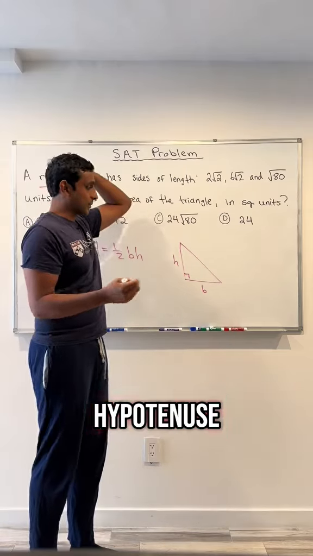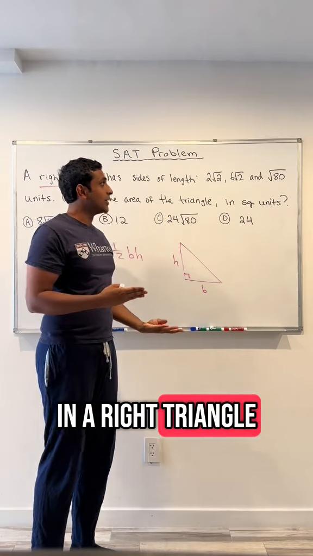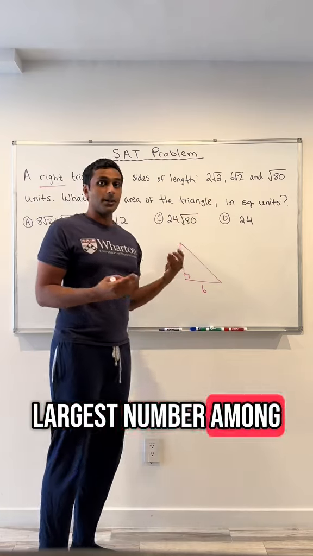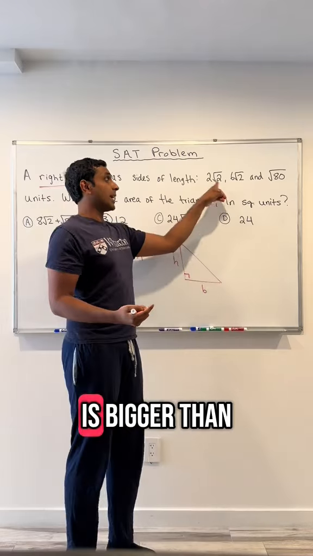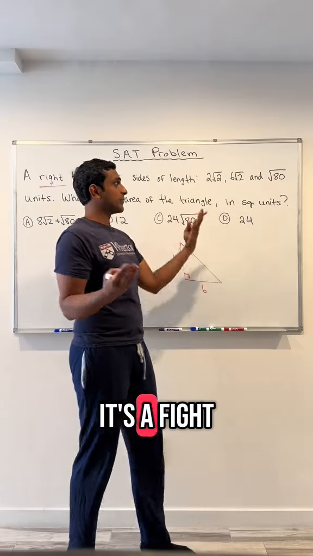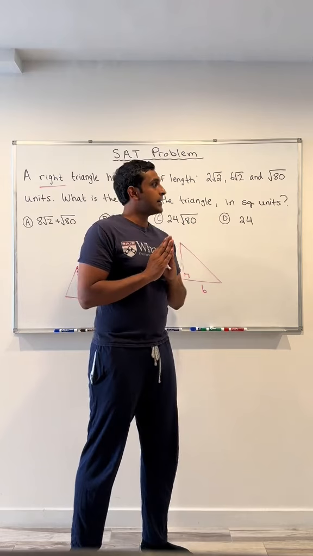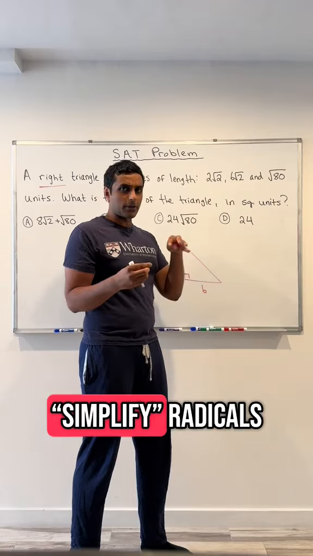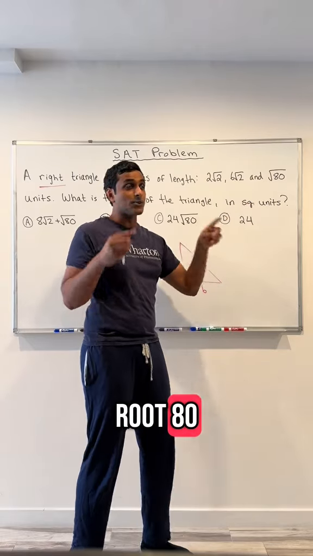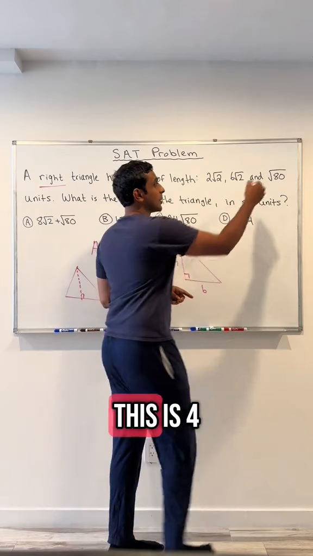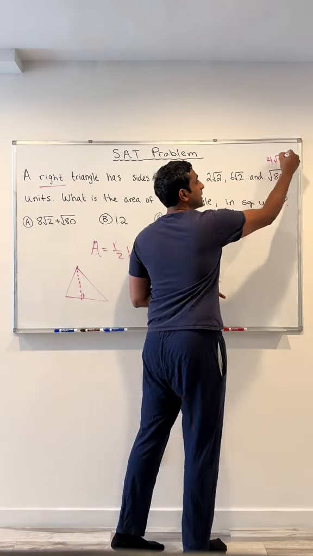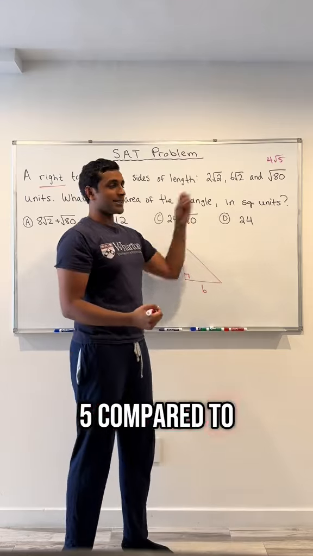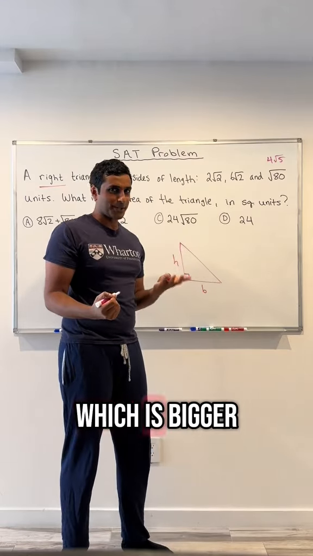So what is the hypotenuse? Well, the hypotenuse is the longest side in a right triangle. So what is the largest number among these 3? Well, 6 root 2 is obviously bigger than 2 root 2, so it's really a fight between 6 root 2 and root 80. Now, this is a little bit hairy because if you're taught to simplify radicals, you might simplify root 80 into, well, 80 is 16 times 5, so I believe this is 4 root 5. But 4 root 5 compared to 6 root 2, it's not obvious which one is bigger.